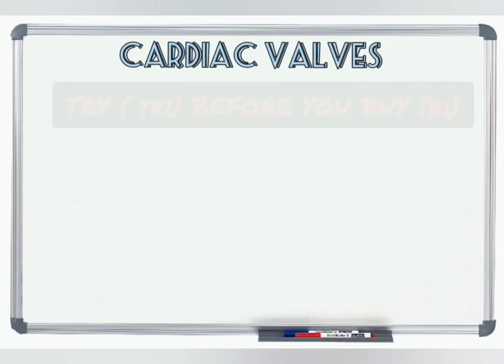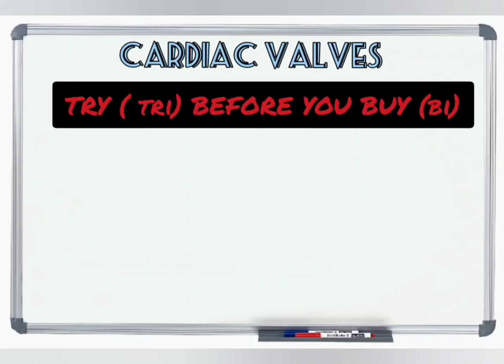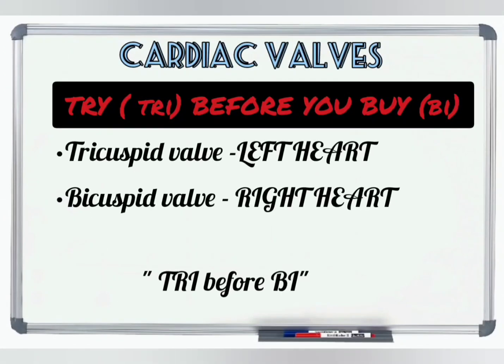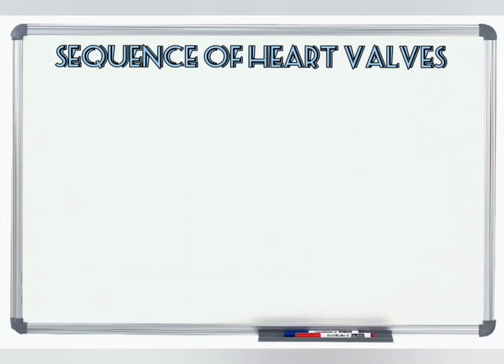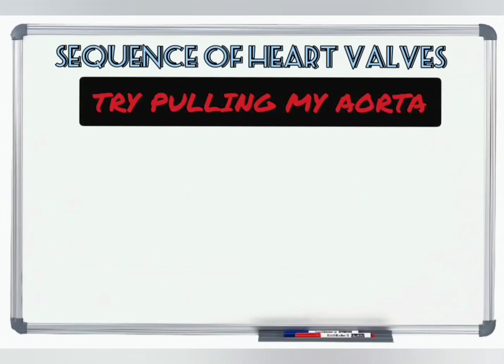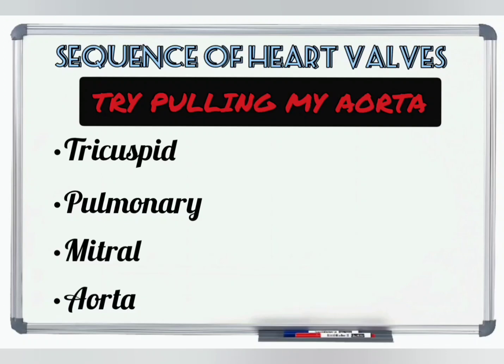Cardiac valves: try before you buy. Tricuspid valve, left heart. Bicuspid valve is present on the right heart. Remember, blood flows through tricuspid before the bicuspid valves. Sequence of the heart valves: try pulling my aorta. Tricuspid valve, pulmonary valve, mitral valve, and aorta.